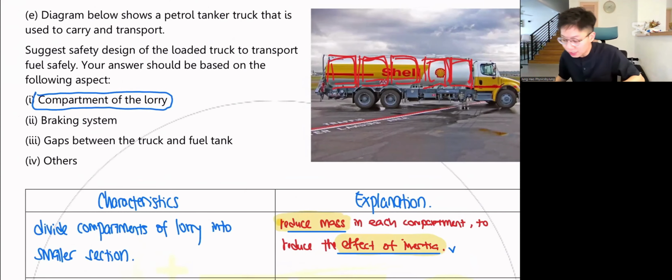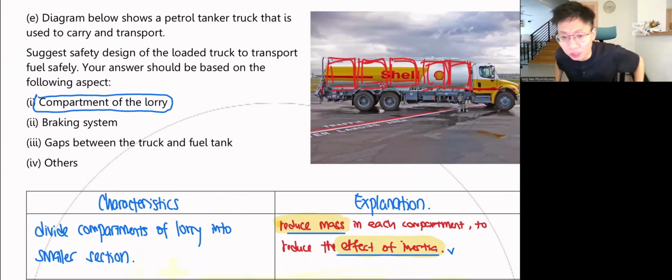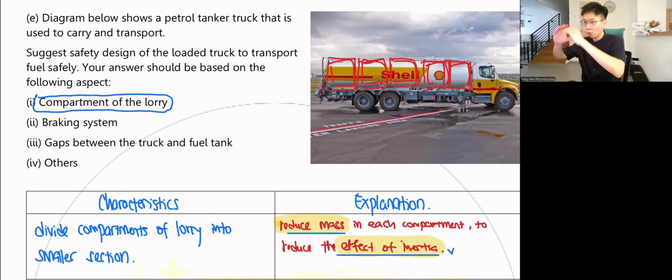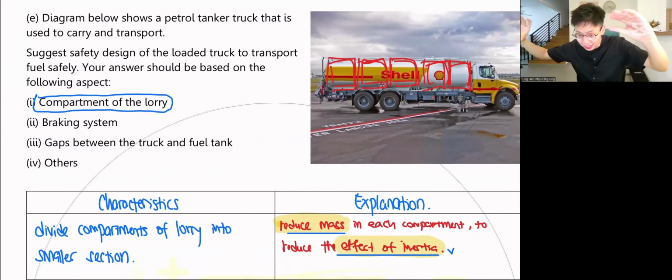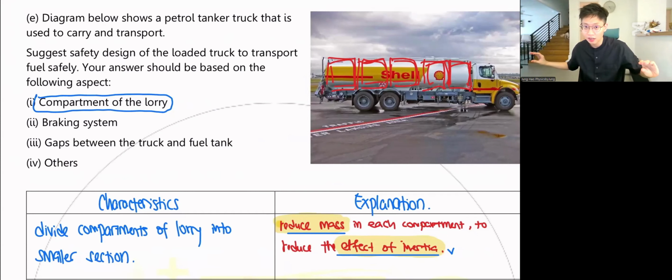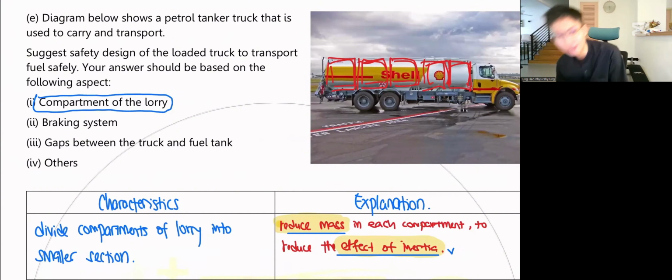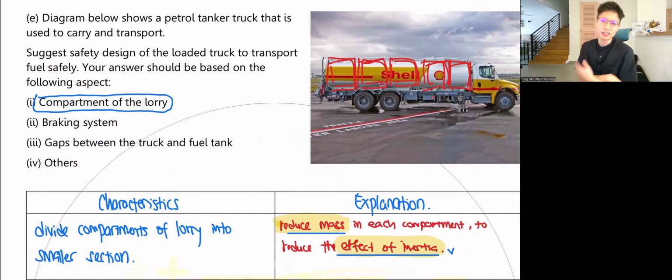You understand? So you see, the way I answer this kind of question, I like to say why, the reason, or what this will affect. Like I reduce the mass, so I can reduce the effect of inertia. Okay, come on, you guys can write this. So we divide the compartments of the lorry into small sections, reduce the mass, reduce the effect of inertia.